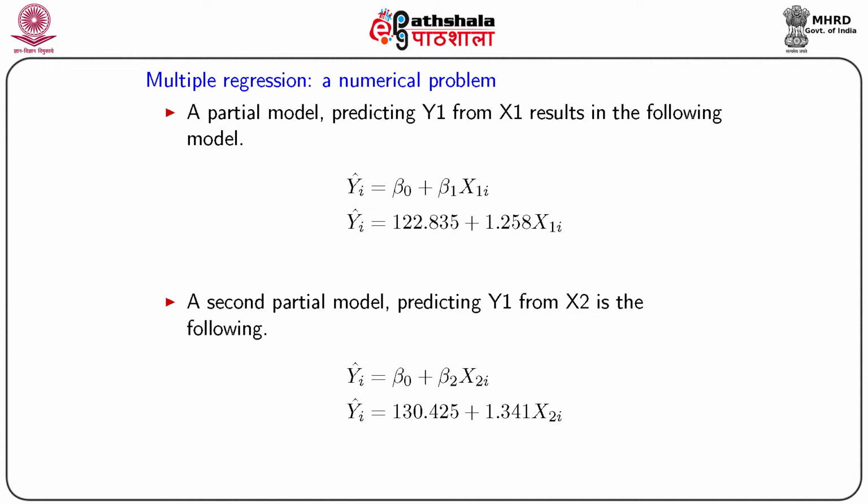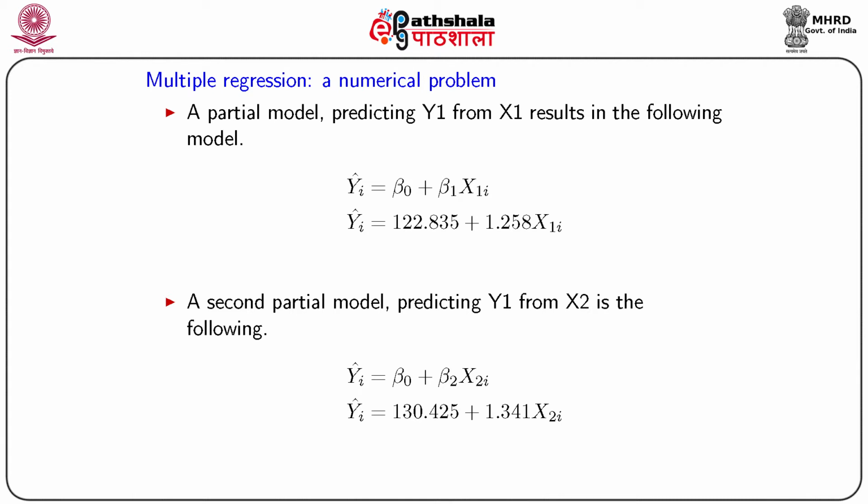A partial model predicting y1 from x1 results in the following model. Now in the following model we have only used one explanatory variable, that is x1. So yi hat equals beta naught plus beta 1 x1. And after we fit this regression model, the estimates of the coefficients are obtained, and in terms of the estimates of these regression coefficients, we can write the above expression as yi hat equals 122.835 plus 1.258 times x1.